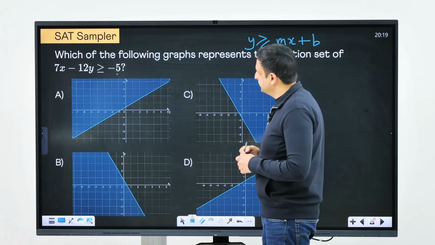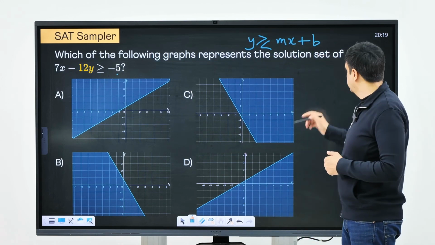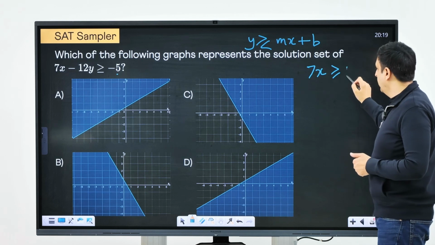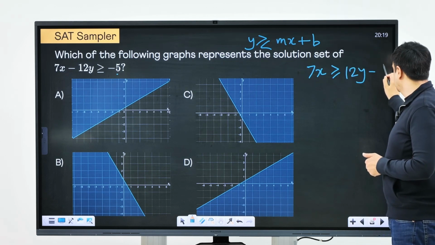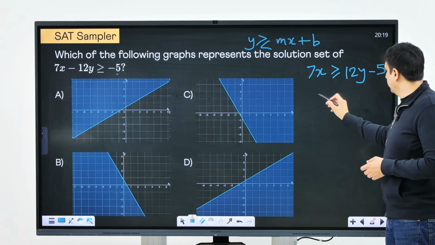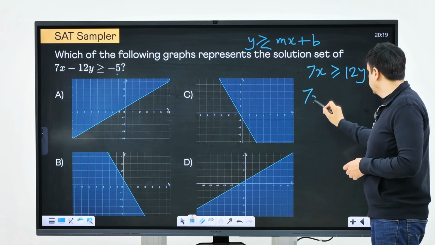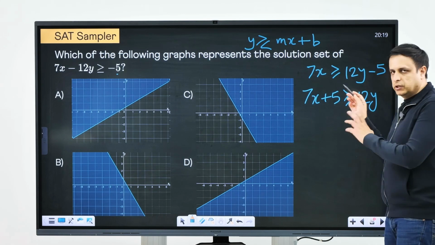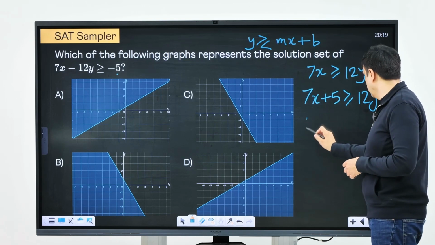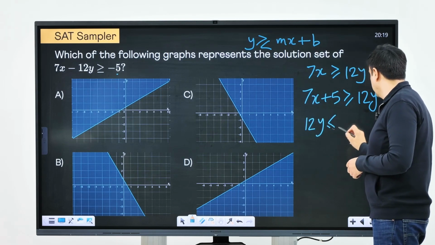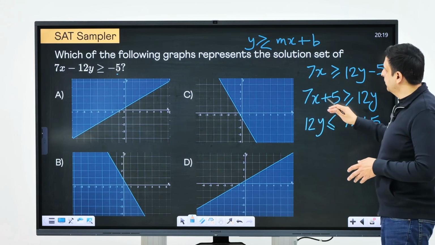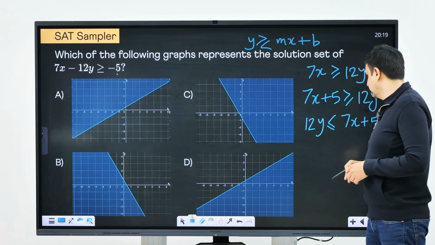First let me add 12y on both sides perhaps. So I'll get 7x greater than or equal to 12y minus 5. And now let me add 5 on both sides. So I get 7x plus 5 greater than or equal to 12y, which I can actually write the other way around by saying 12y less than or equal to 7x plus 5. And the reason I'm doing this is simply because I want to get to a form like this.